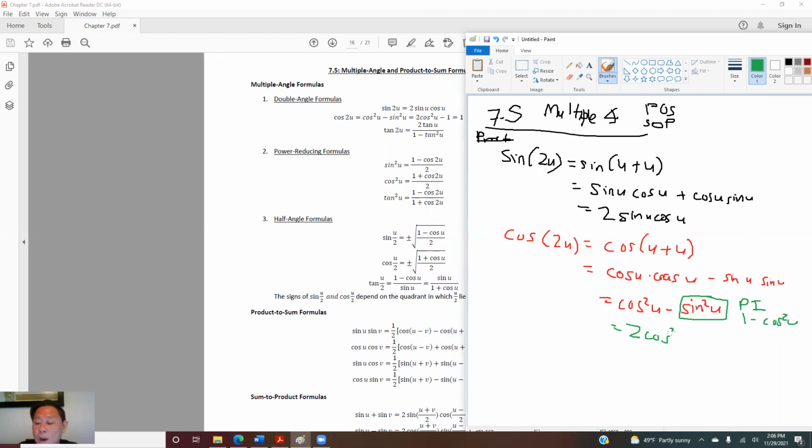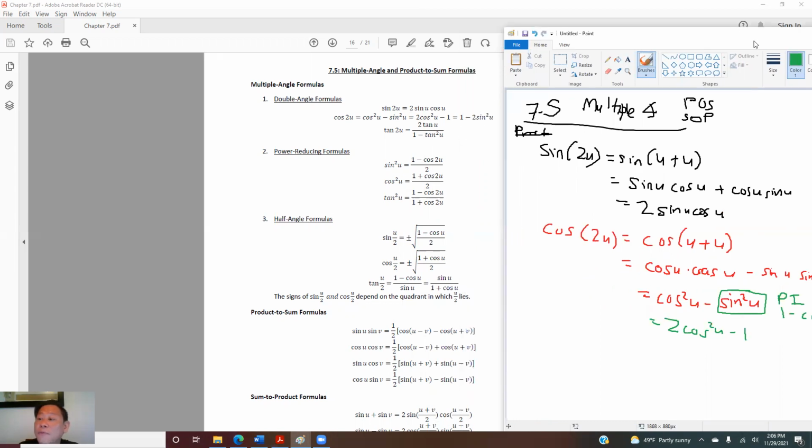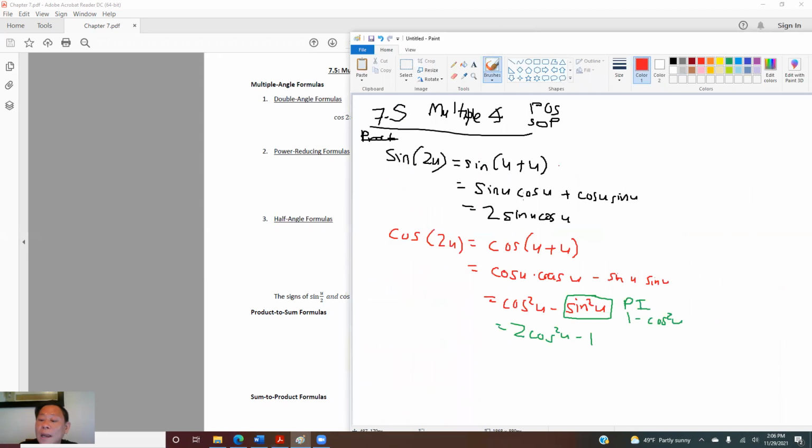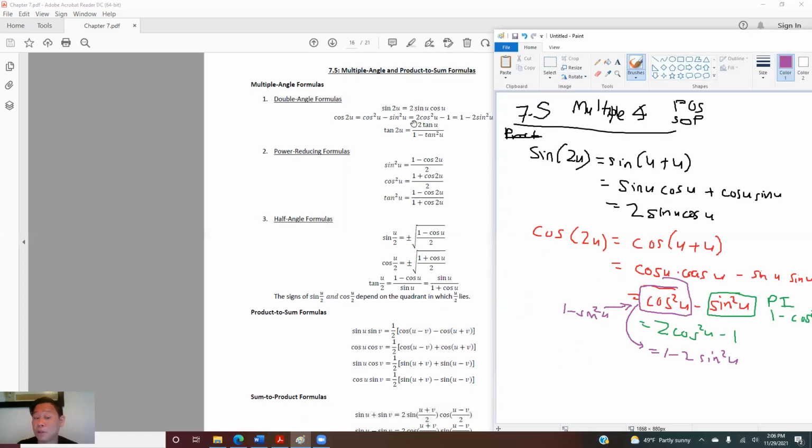2 cosine square u minus 1. And if you want to take the third form, you just need to apply the Pythagorean identity to cosine square u: 1 minus sine square u. So if you apply this, you will get 1 minus 2 sine square u. So this is how you get the 3 formulas for cosine 2u, for the double angle formula.